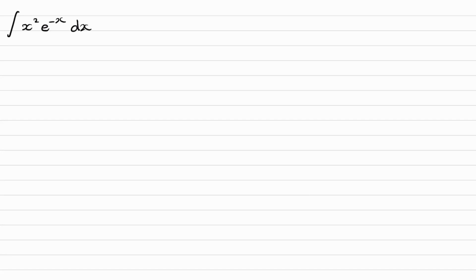We'd solve this by using integration by parts. So let's consider the LATE rule: logs, algebra, trig, exponentials. So with what we have here, algebra is x squared, and then e to the power of minus x would be exponentials. In the word LATE, A comes before E, and therefore we would set our u to be the algebra, which in this case is x squared.